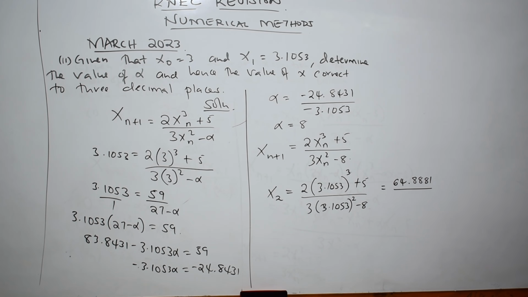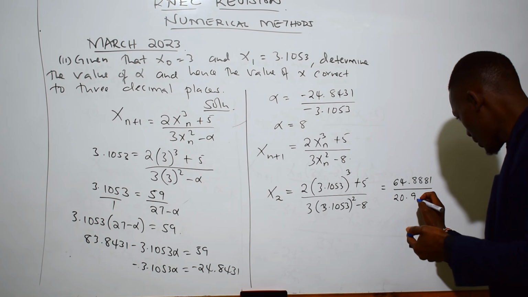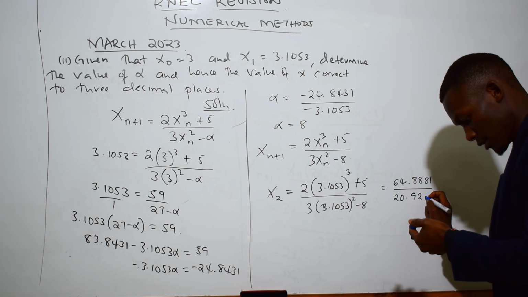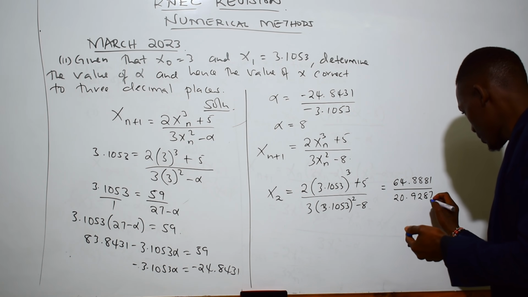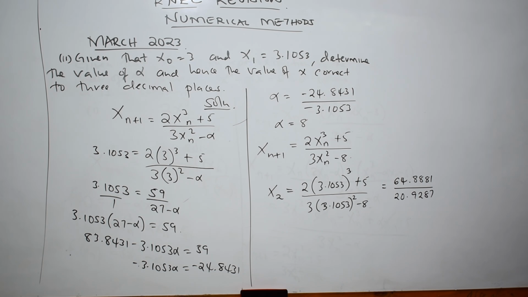Then you multiply by 3. Then you subtract 8. So you get 20.9287. Now dividing this term and this term, so we have 64.8881. Then divide by 20.9287. You get your value as 3.